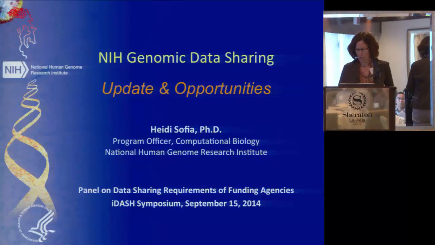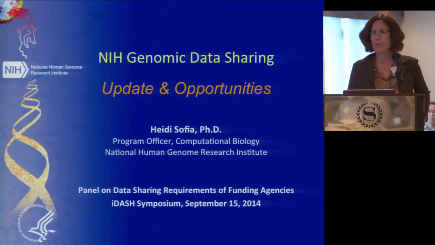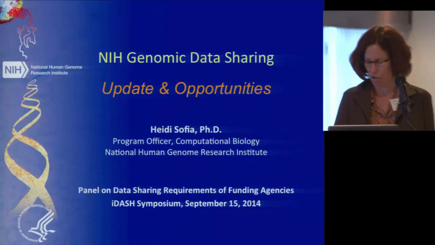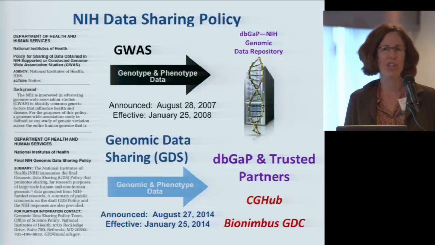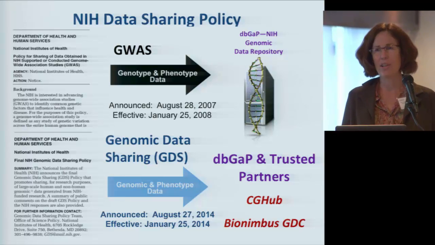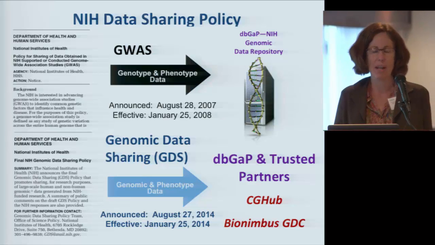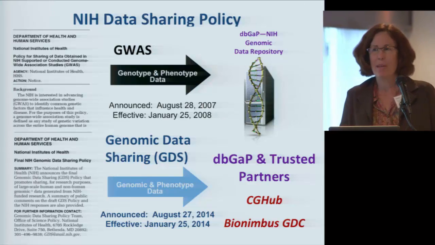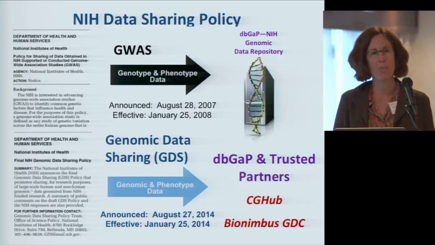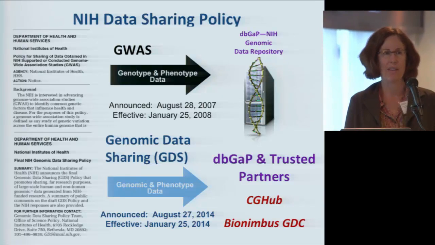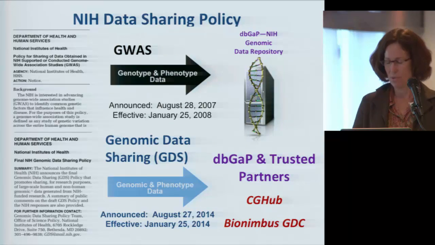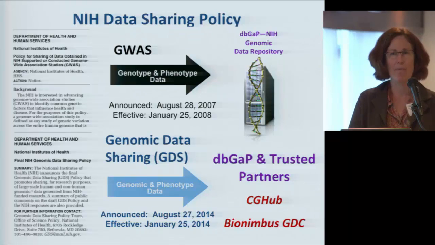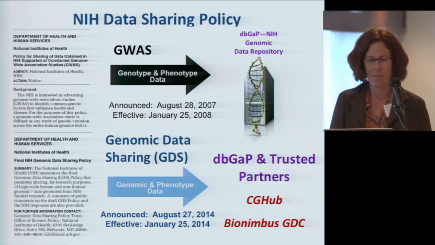Hi, I'm going to tell you a little bit about recent changes, experiences and opportunities at NIH in data sharing, genomic data sharing. So in 2008 is when the GWAS policy was established, the policy that governs the sharing of genotype and phenotype data. It came about because of the realization that there was a much more significant privacy risk to this data than had previously been appreciated. As part of the GWAS policy, the database of genotype and phenotype, or dbGaP, was established at NCBI as an integral component of this policy.